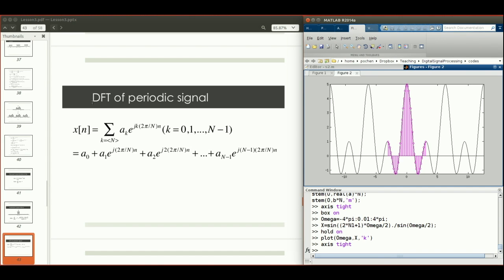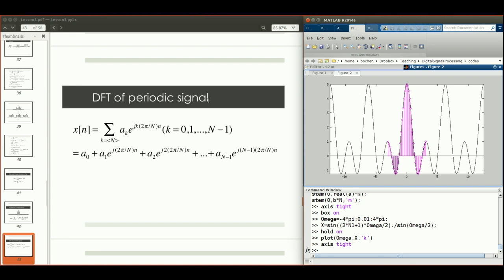So what's going to be the DFT of periodic signals? We looked at the DFS of periodic signals. We looked at the DFT of aperiodic signals. And then what's going to be the DFT of periodic signals, right? So let's try to understand how we can solve this problem, the DFT of periodic signals.